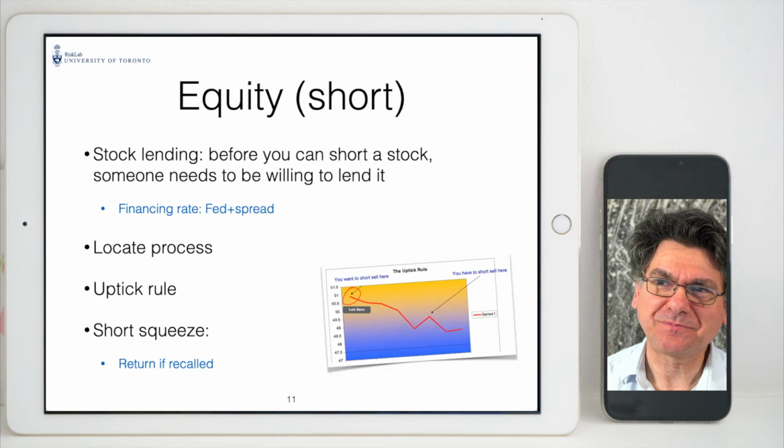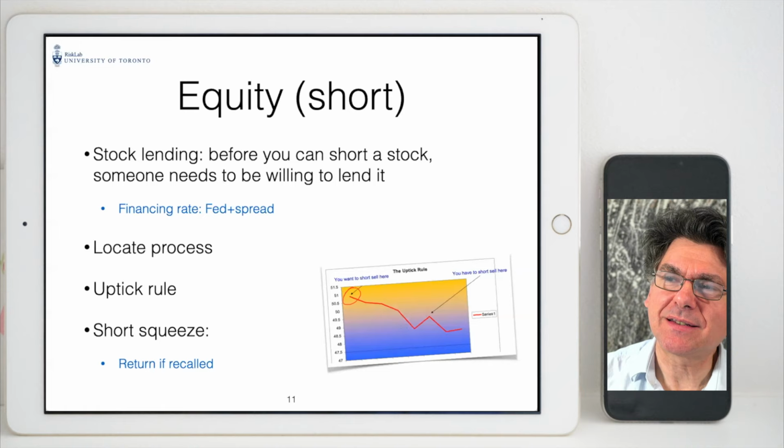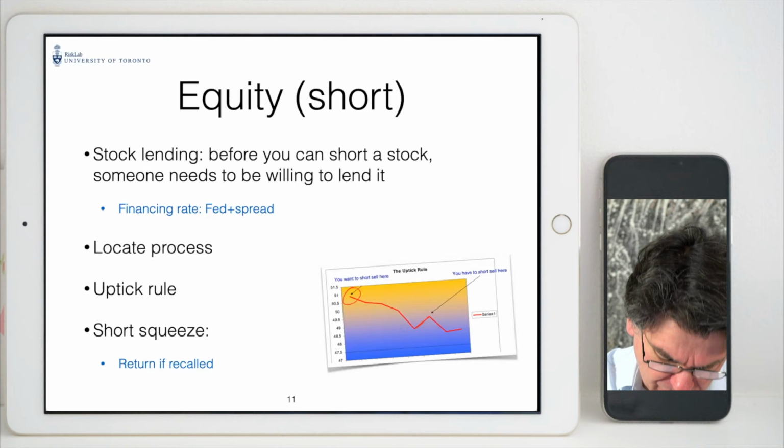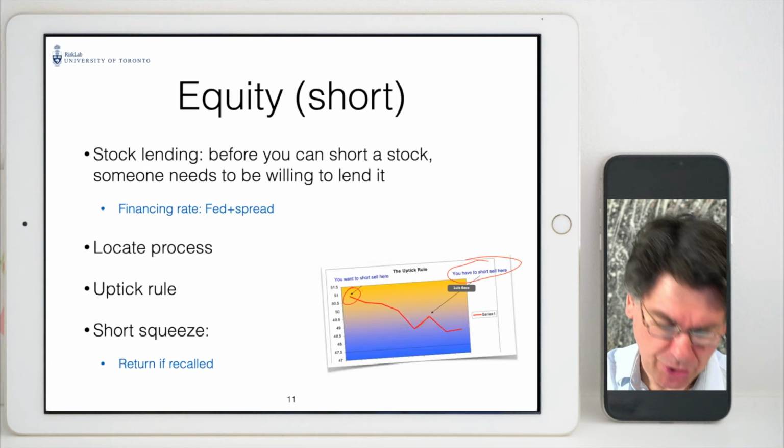But you have to wait until the price goes up one tick, something that happens only after the stock has gone down a few steps. Okay? So this is suboptimal. You have to short here, not here. Okay. Again, this has been eliminated.